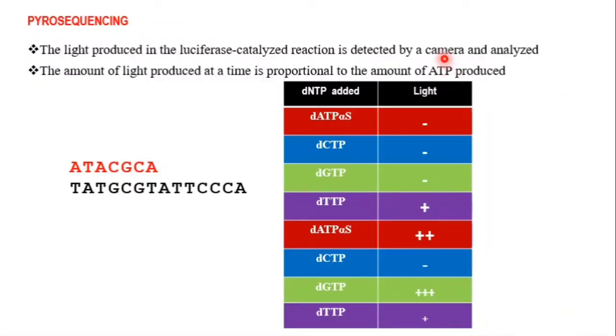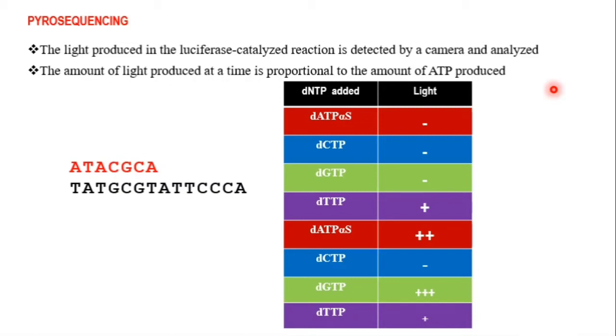The light produced by the luciferase catalyzed reaction will be detected by the camera attached to the detector, and that will be analyzed. The amount of light produced at a time is proportional to the amount of ATP produced.